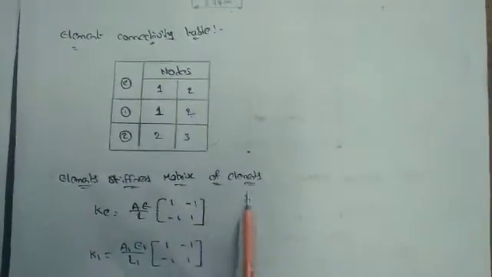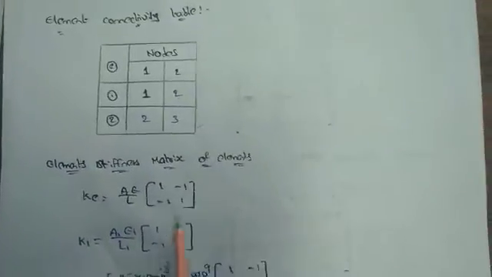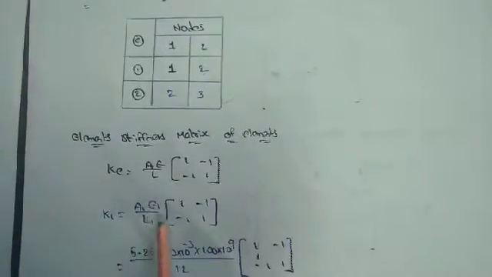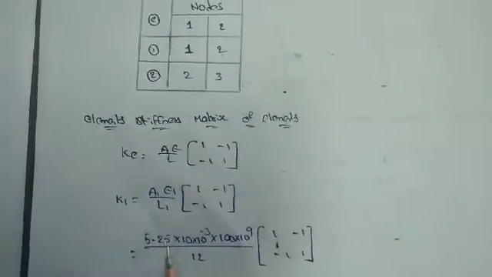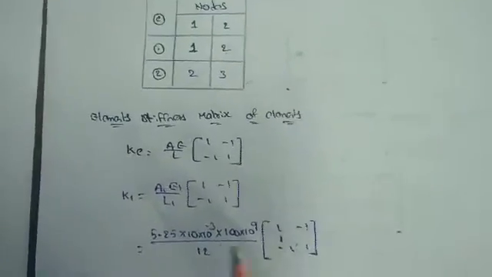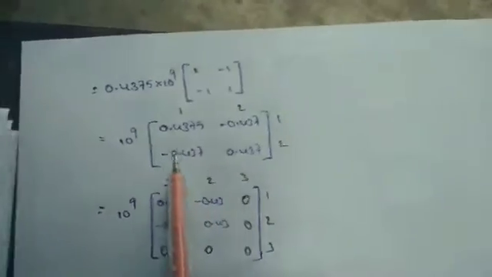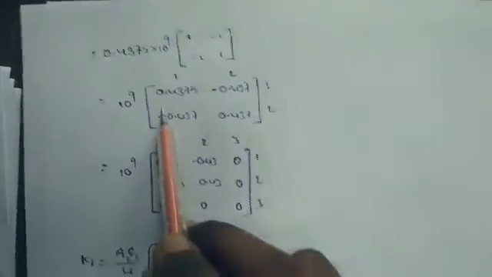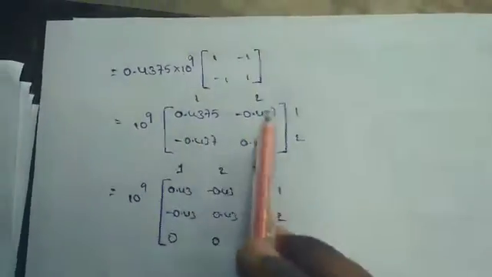Okay, the element stiffness matrix of elements is Ke equal to Ae by L, 1 minus 1 minus 1 1. Okay, K1 equals A1 E1 by L1, 1 minus 1 minus 1 1. You have to substitute all the values given in the question and calculate the element stiffness matrix for element number 1. Okay, you got the element stiffness matrix of element number 1 like this. You have to indicate the nodal numbers of element number 1, 1 2 1 2.